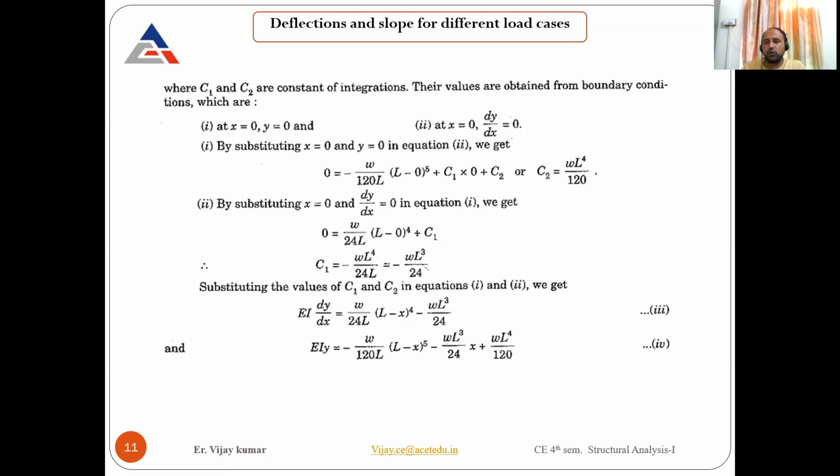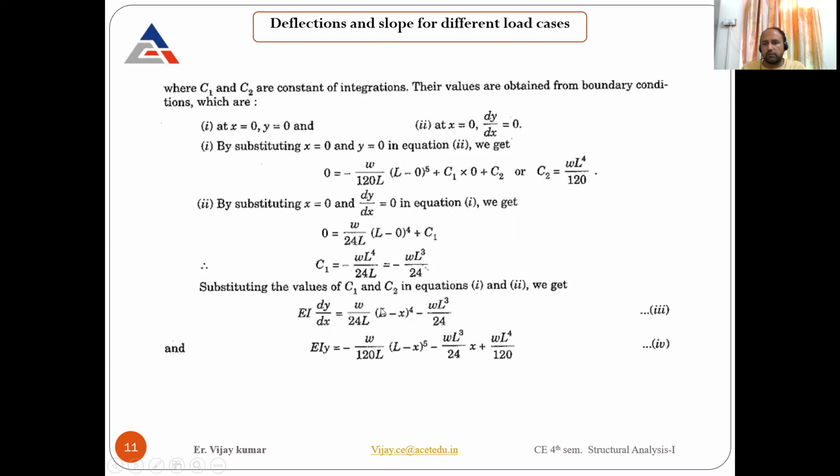As we know, x equal to 0 means we are at the fixed end. The deflection y at the fixed end will be 0, and the slope dy/dx will also be 0, because at a fixed end slope and deflection both are 0. By substituting x = 0 and y = 0 in equation 2, we get the value of C2. C2 comes out to be WL⁴/120. Likewise, x = 0, slope dy/dx = 0, put in equation 1 and we get C1. That comes out to be -WL³/24.